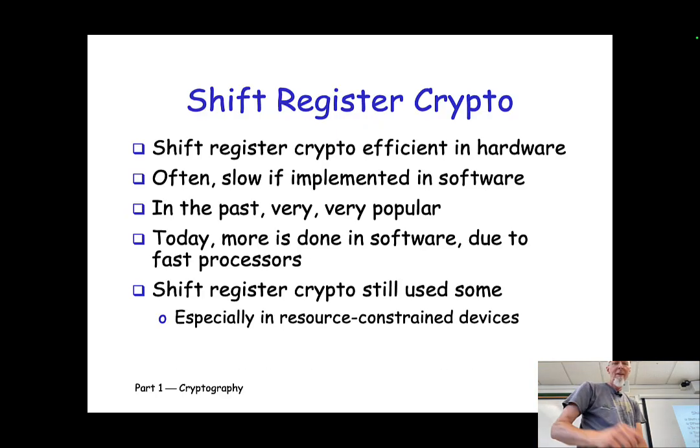All right. Okay, so shift registers were necessary because you had to do things in hardware in order to get the speeds that were necessary to encrypt data. And they're not really designed to be implemented in software, so if you try to write this out in software, it's going to be relatively slow. In the past, they were certainly very popular, but today you can really do things in software that have the speed that you need to encrypt millions of bits per second. So these things are kind of losing favor.